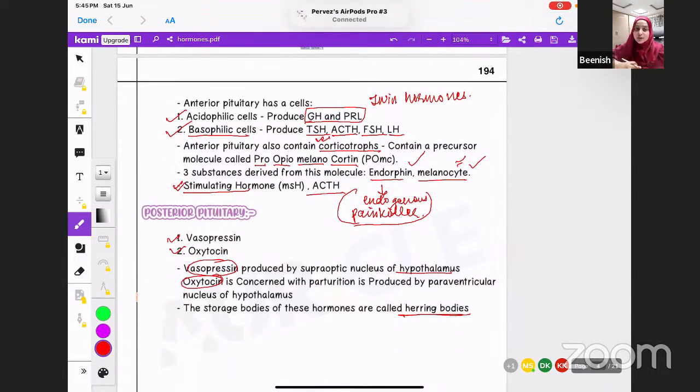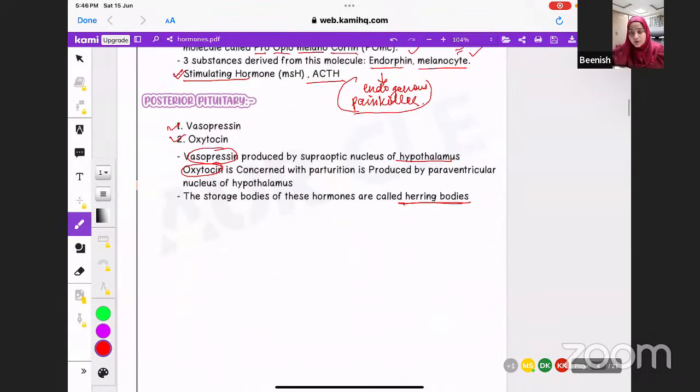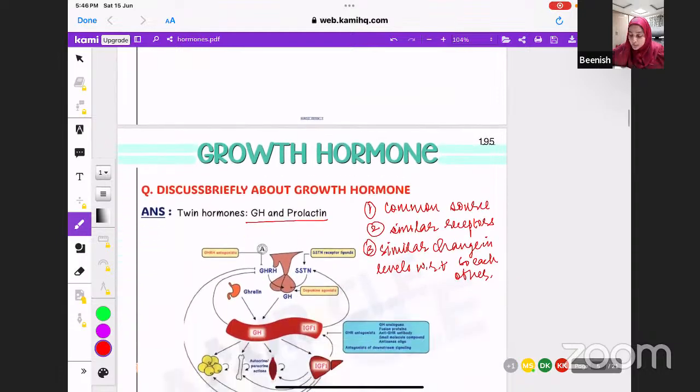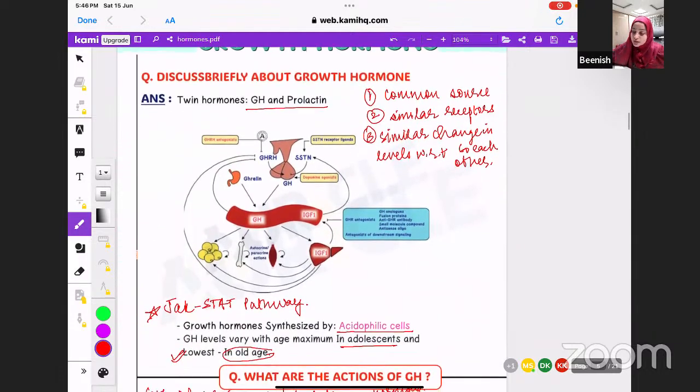Now, talking about the posterior pituitary, it was not producing any hormone. It was involved with the storage and release of vasopressin and oxytocin. This vasopressin and oxytocin were basically being produced by the hypothalamus, and the storage bodies of these two hormones are called Herring bodies. Now, moving on to growth hormone.